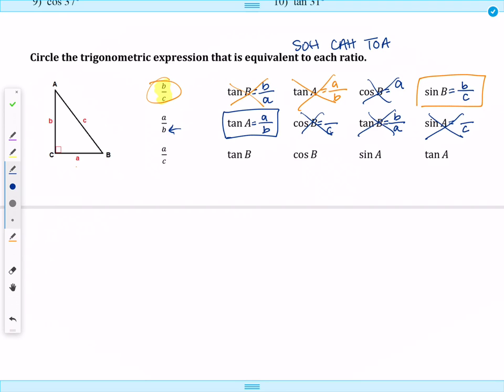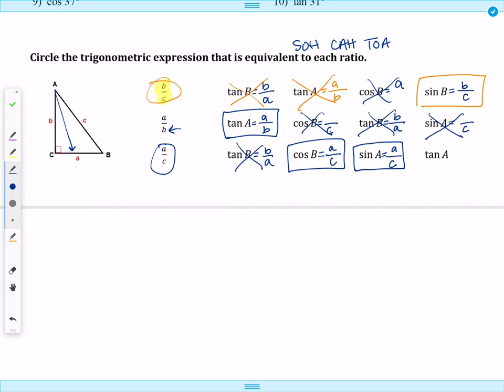And now the last one. Tangent of B, we did already find that. That was B over A, and that does not match with what they asked us for. The next one, cosine of B. Cosine is adjacent over hypotenuse. Adjacent would be A, hypotenuse is C. So there we go, that matches. There's one correct answer. The next one is sine of A. Sine of A is opposite. So opposite from A is A, over the hypotenuse, which is C. So there are actually two correct answers for this one, maybe even three.